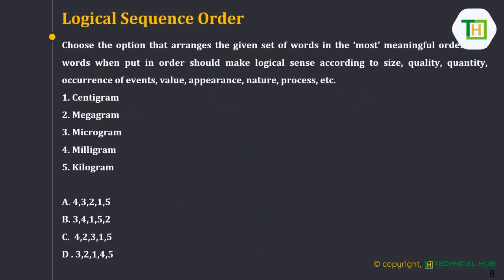So logical sequence of order. Now tell me based on which factor I'm going to arrange these 5 words. Either it is based on size or quality, quantity, occurrence of events, or value, or appearance, or nature, or process, etc. So which factor are we going to take to arrange these 5 words?